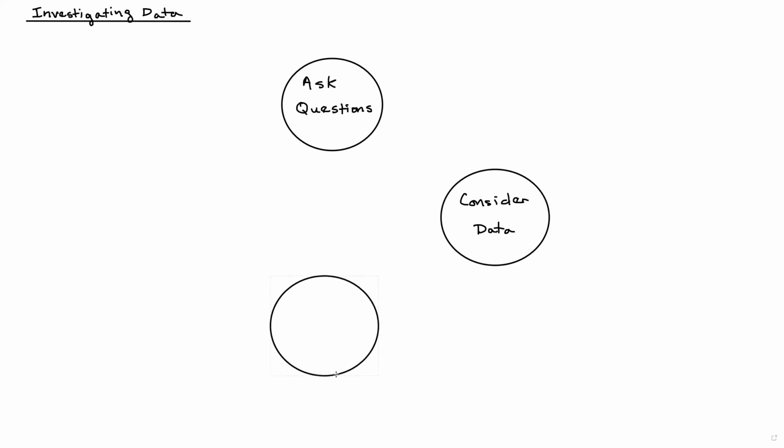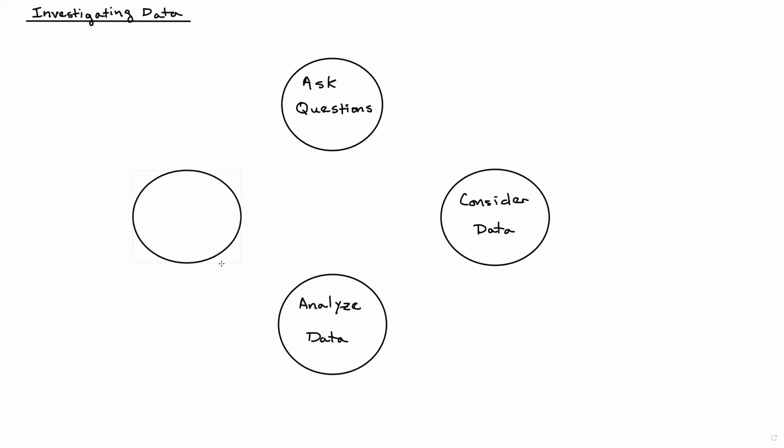The first step, we go through and we ask questions. Second step, we consider data, specifically in favor of answering those questions. Third step, analyze the data. And the fourth step, we interpret the data.